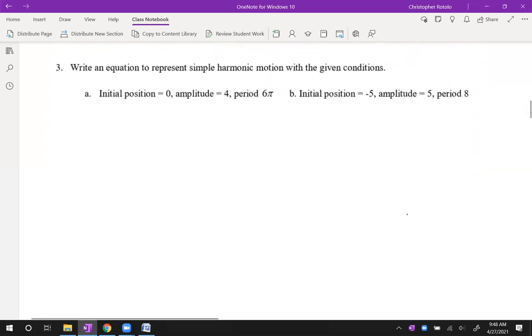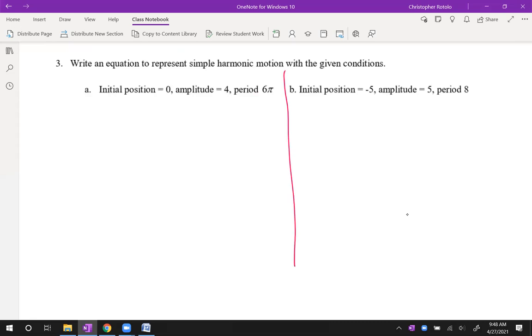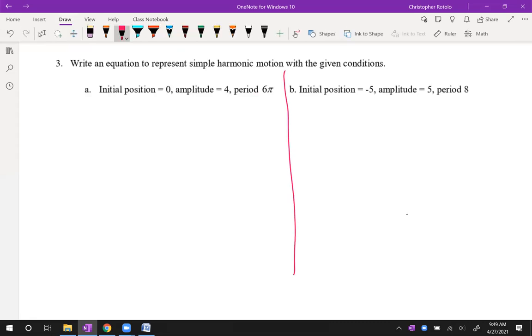All right, and kind of go in reverse now. Can we write our equations? Initial position, okay, so 0. So that means I can identify 0, 0. What's that mean? Which function starts at 0, 0, and that's sine. We have an amplitude of 4, so now it's 4.